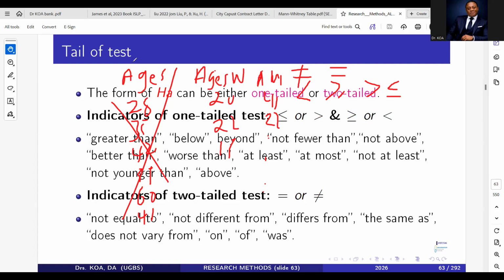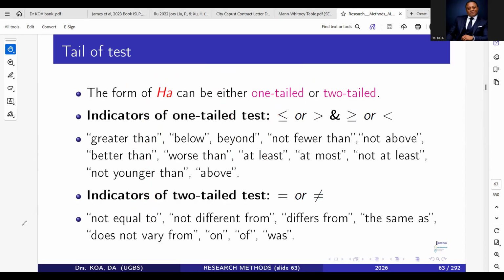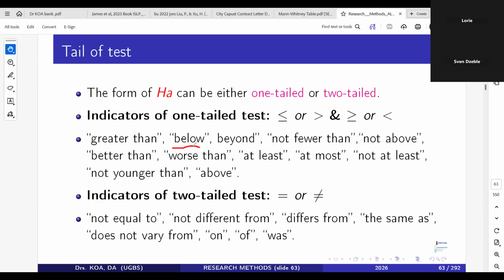Now, to do the hypothesis formulation, you need to know the English symbols. So on your screen, there are symbols for less than, there are symbols for greater than, English words. For example, when an English person says the word below, what symbol comes into your mind? Which of these symbols comes into your mind? Who can tell us? Below. What symbol comes into your mind? Laurie. Less than. I agree with you.